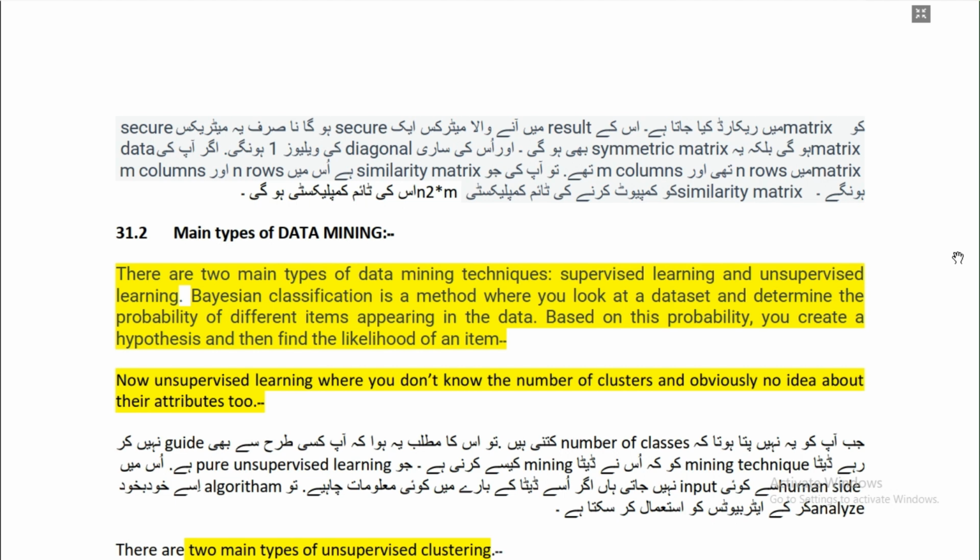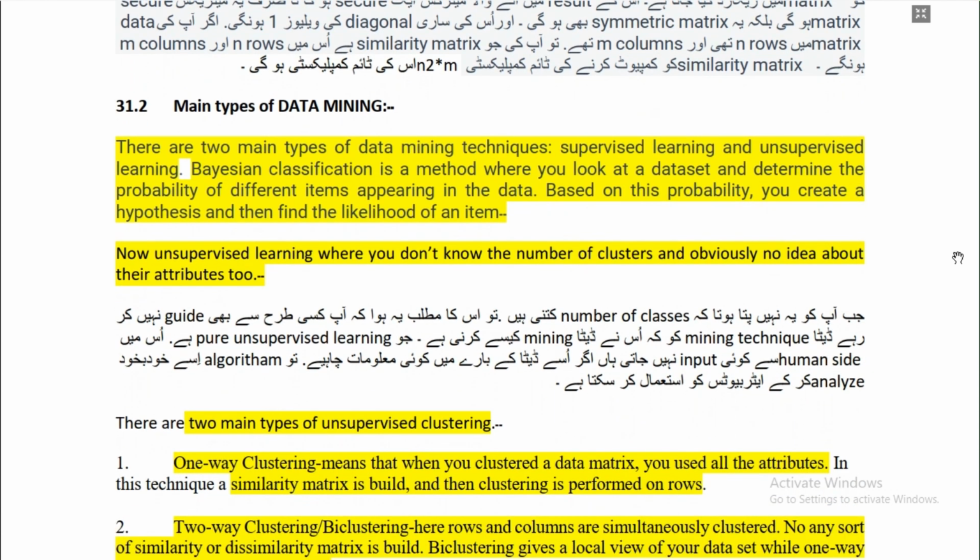31.2 Main types of data mining. There are two main types of data mining techniques: supervised learning and unsupervised learning. Bayesian classification is a method where you look at a dataset and determine the probability of different items appearing in the data. Based on this probability, you create a hypothesis and then find the likelihood of an item.